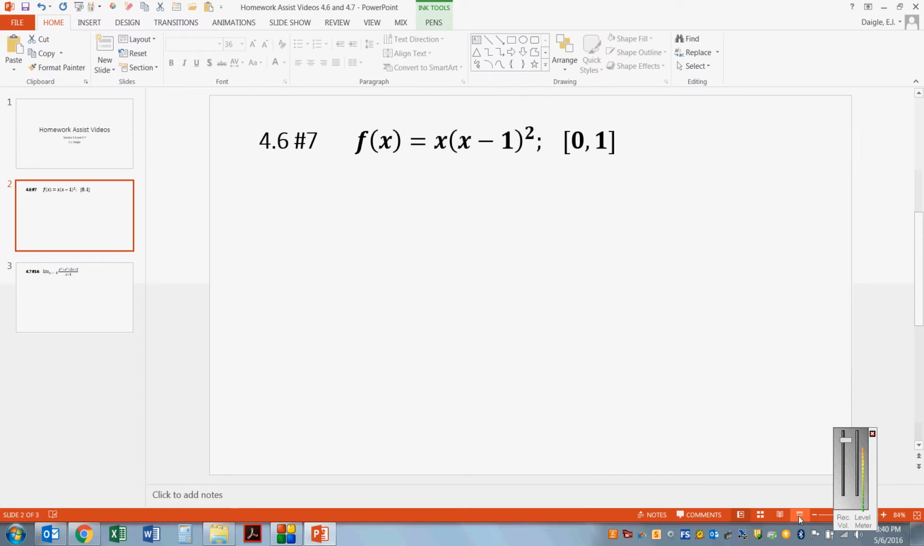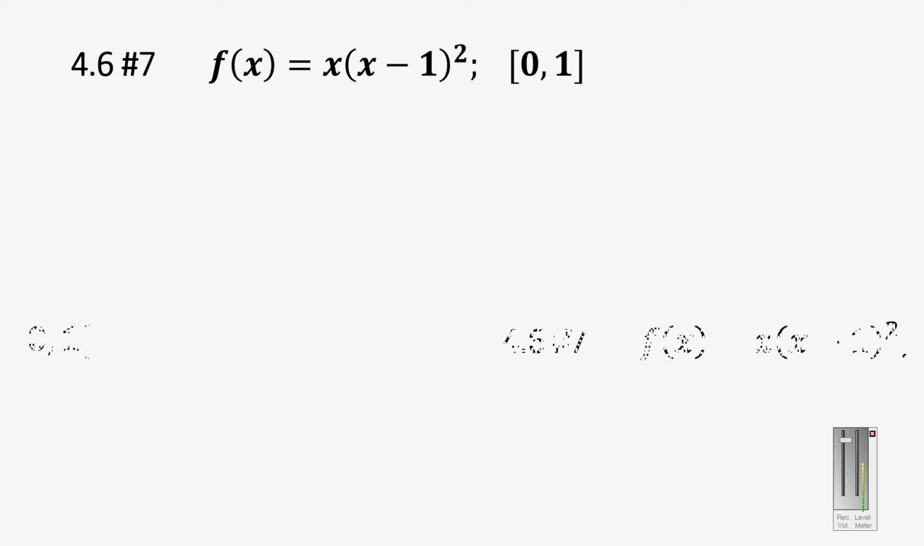Okay, so 4.6 number 7. 4.6 number 7 says determine whether Rolle's theorem applies to the function on the given interval. If so, provide the points that are guaranteed to exist by using Rolle's theorem. So first off, let's go back to what Rolle's theorem says.